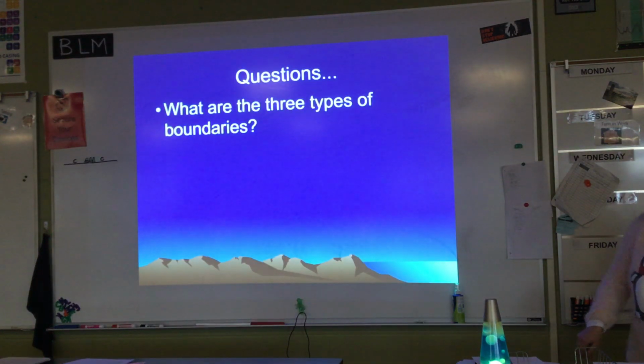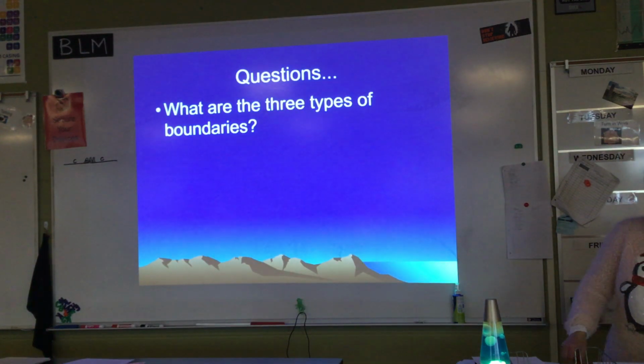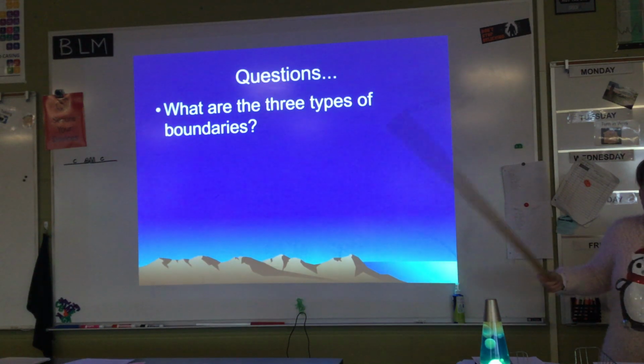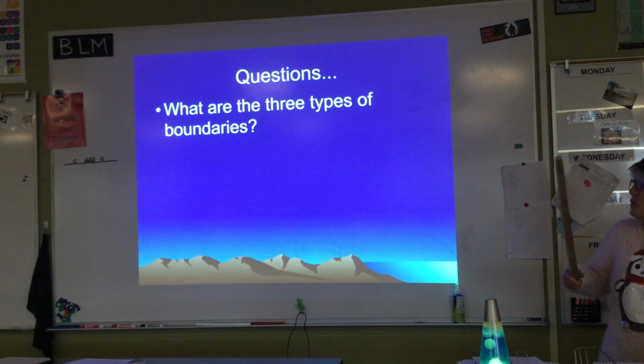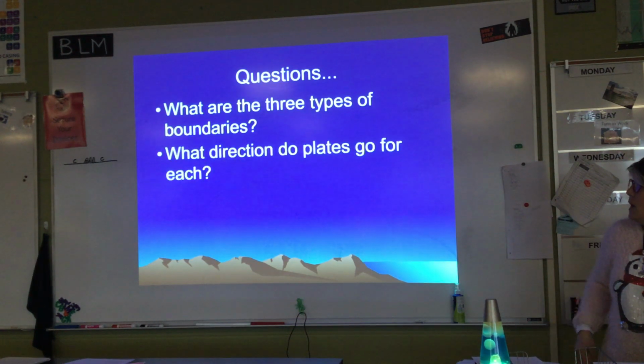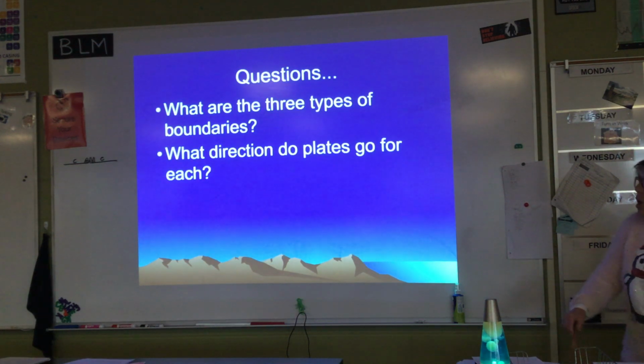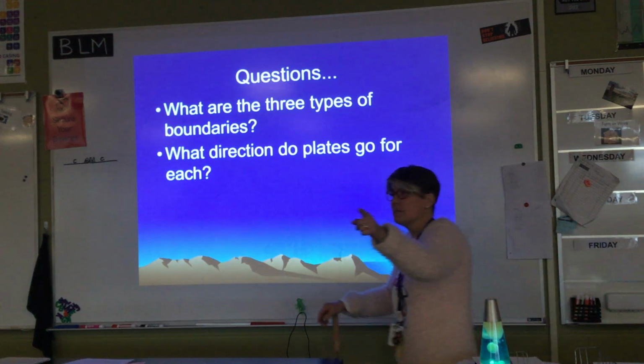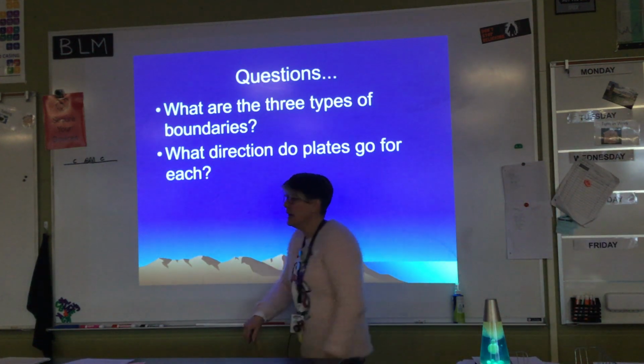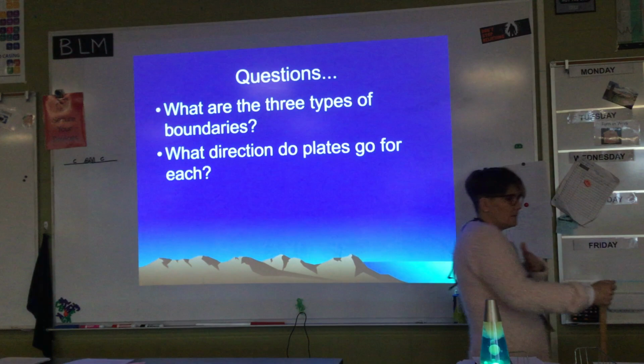Okay, what are the three main types of boundaries, or what are the three types of boundaries? What's the first one that begins with the letter C? Convergent boundaries. What direction do plates go for a convergent boundary? Anybody? Oh, convergent, towards each other. Okay, what's the one that goes away from each other? Divergent. What's the one that slides by each other? Transform.